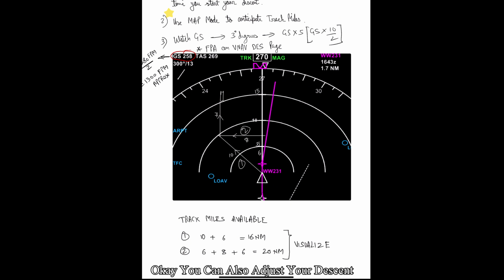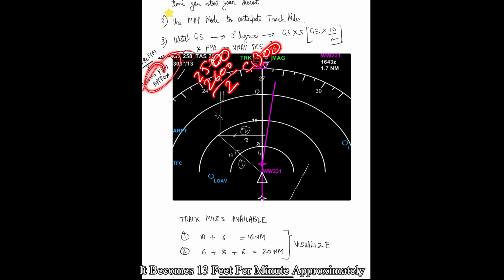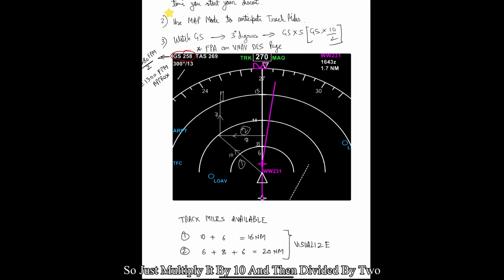You can also adjust your descent for a 3-degree descent path using the point number 3, that is ground speed into 5, which is a tricky or complicated calculation. So what we do is take the ground speed, let's say it is 2580, put it to approximately 2600, divided by 2, it becomes 1300 feet per minute approximately. So just multiply it by 10 and then divide it by 2.